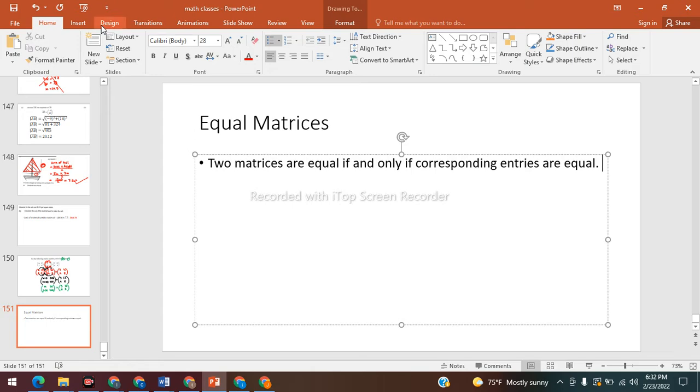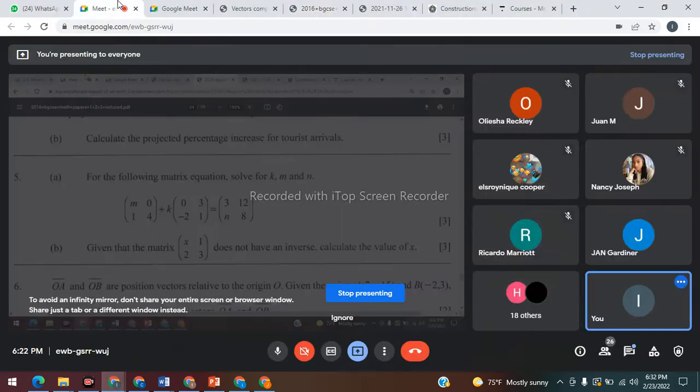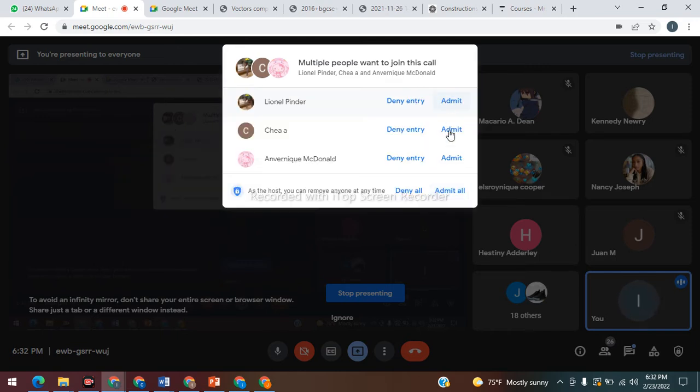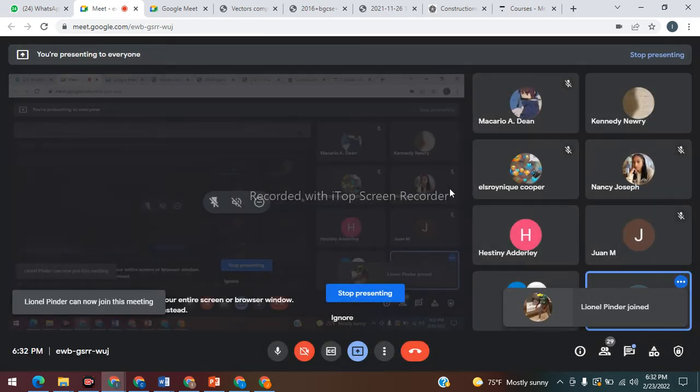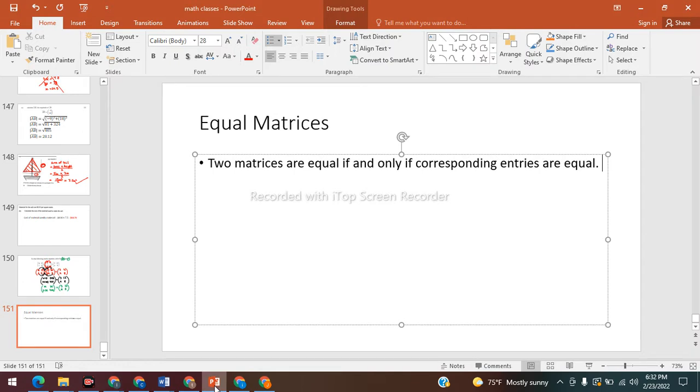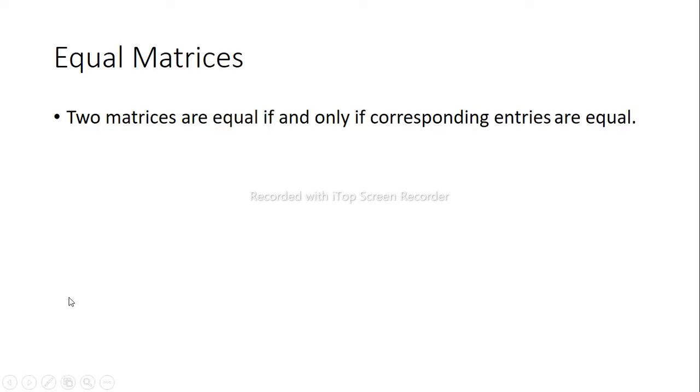So what we mean is that I think someone is trying to enter this. Oh, whoa, it's a truckload of people. All right, welcome all. For those who are just entering, please place your present in the chat to indicate that you are here.